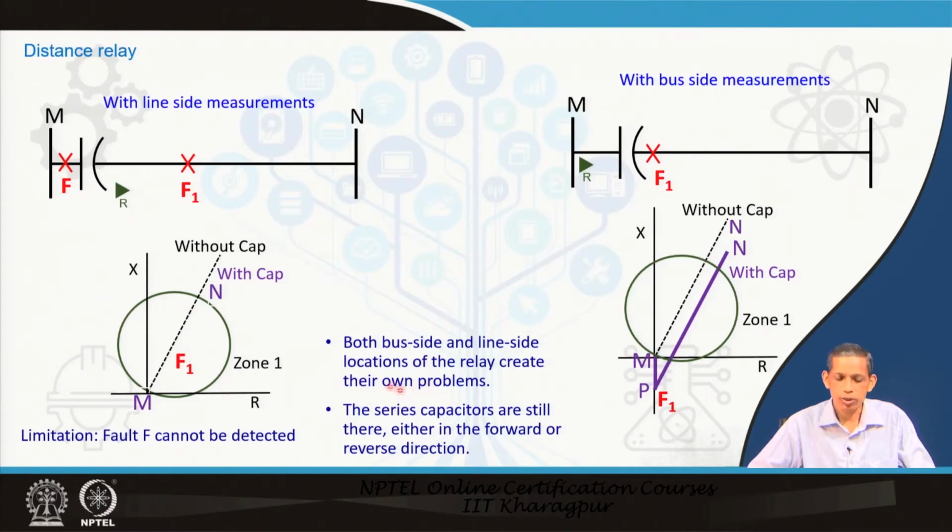So, in conclusion, both options, line side or bus side, have certain advantages and certain associated issues or problems. The series capacitors are still there, either in the forward or in the reverse direction, whatever option we select.